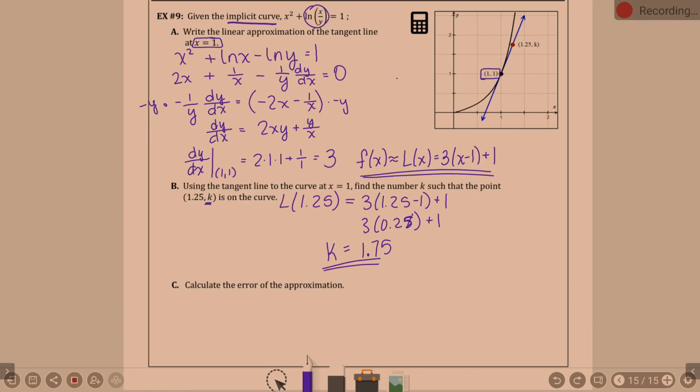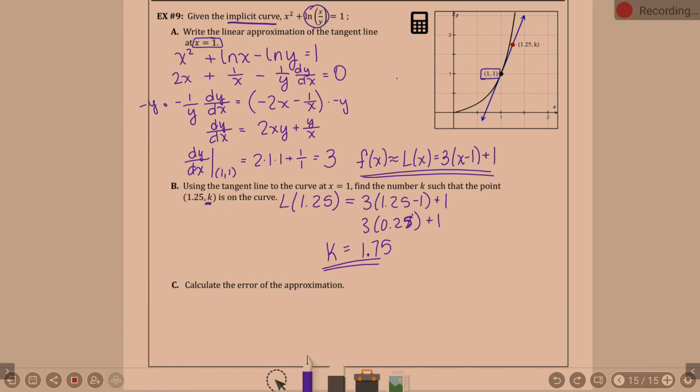The error of approximation, is that talking about 1 or 1.25? 1.25 is what I have in my notes. How do you determine that on a test or homework? Hopefully it would be more specific. Well, on A, we wrote the equation for 1. We can't find the error at 1 because this equation is written for exactly 1. The only value we've used it for is 1.25.